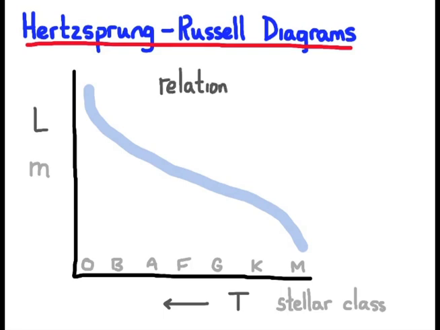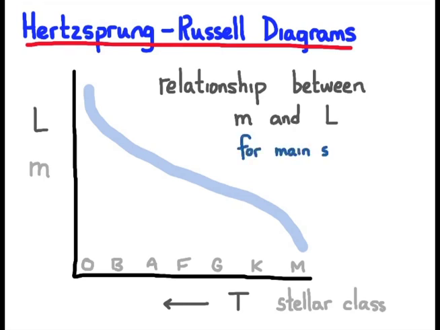Well, we know mass means everything for a star. It dictates how powerful the star is, its luminosity. It also dictates how long the star will live. For main sequence stars, there's a relationship between the mass of the star and its luminosity.